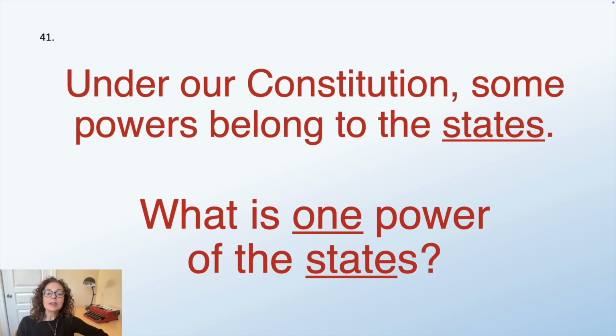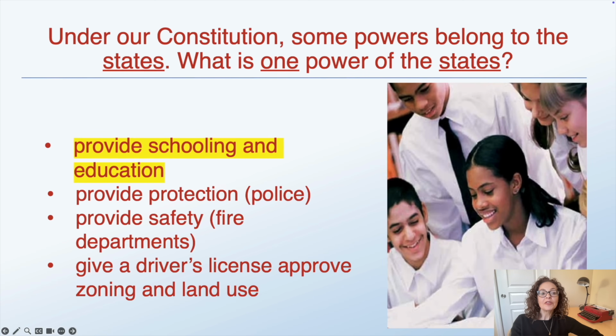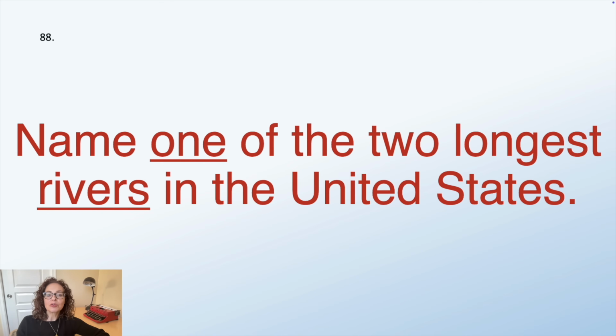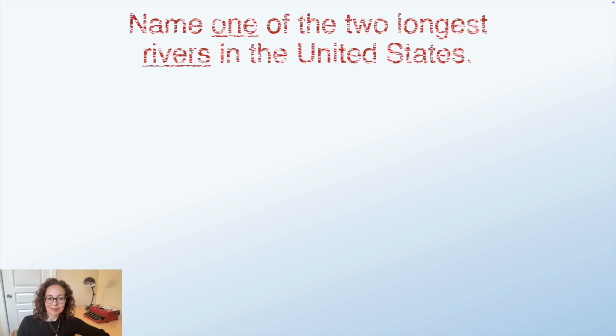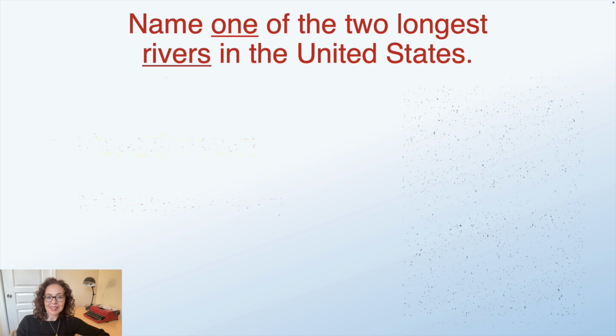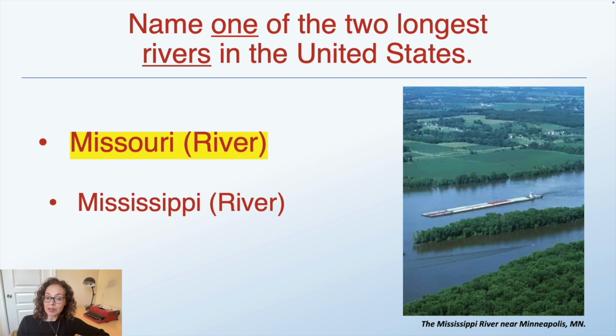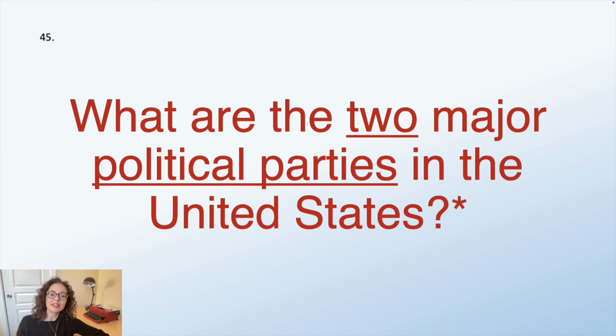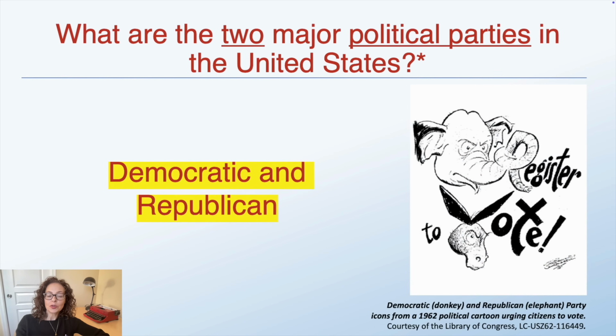Under our Constitution, some powers belong to the states. What is one power of the states? To provide schooling and education. Name one of the two longest rivers in the United States. Okay, just either one of these. The Missouri River or the Mississippi River. What are the two major political parties in the United States? The two major political parties are Democratic and Republican.